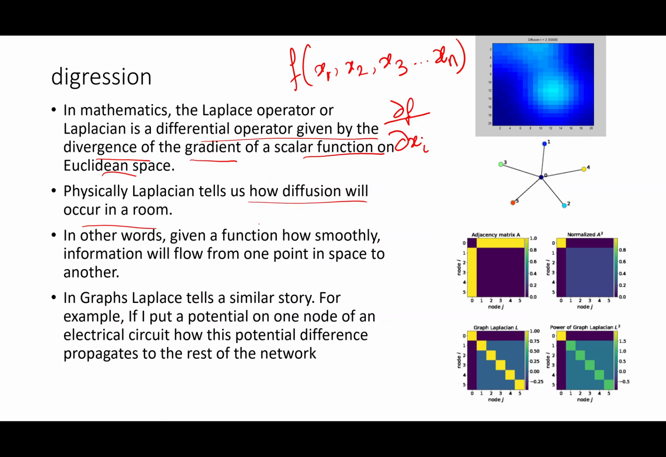So that's what the Laplacian tells us. The Laplacian is just a way to model how smooth the particular graph is. So the Laplacian in the discrete sense is basically the discrete counterpart of the continuous Laplacian function.